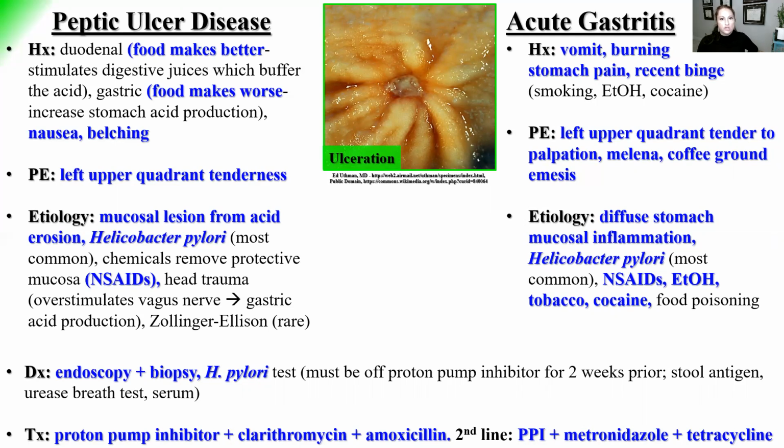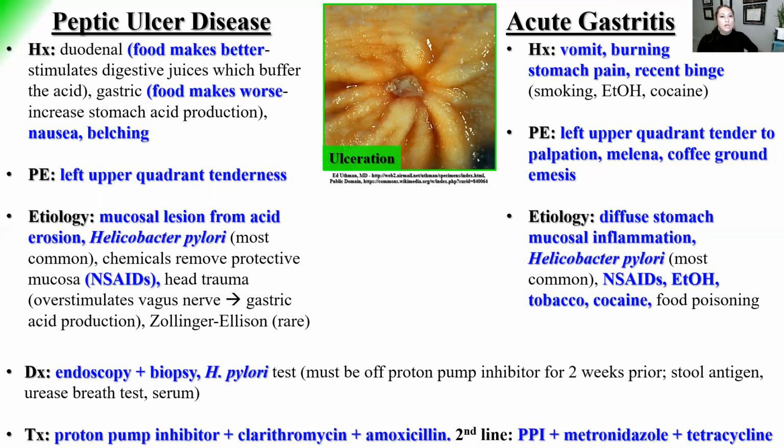In acute gastritis, they're going to have vomiting, this burning stomach pain, and some kind of recent binge. They say, oh, I went to a bachelorette party or a bachelor party over the weekend. So smoking, alcohol, and cocaine are commonly implicated in acute gastritis. They'll present with that left upper quadrant pain that's tender to palpation. Depending on how much they're bleeding in that gastritis, they may have the melena. But the coffee ground emesis is going to be the more common one on this, because their stomach is bleeding, it's getting churned up in the acid, and then they vomit that out in that kind of black coffee ground emesis.